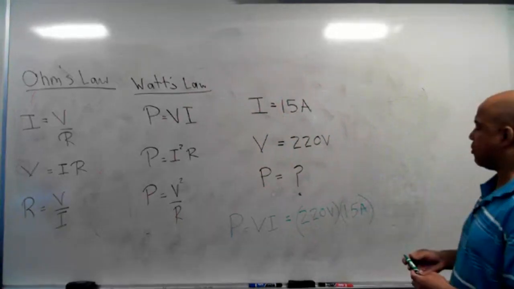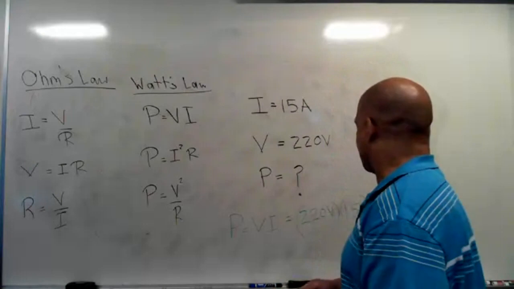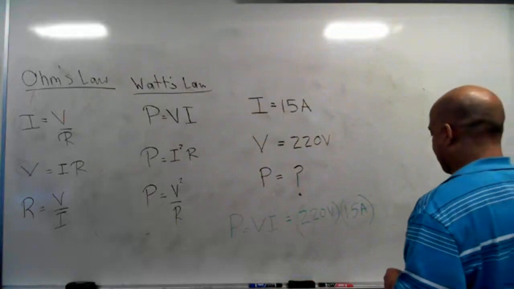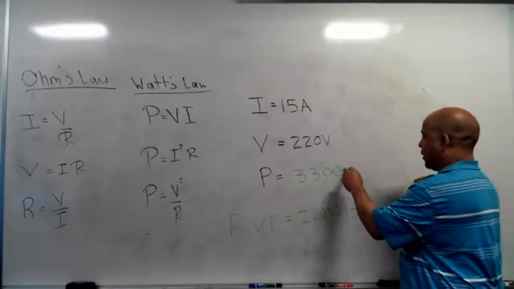You do the math, 220 times 15. I don't know what that is, so you let me know. What is 220 times 15? 3,300. 3,300? Yes. My units would be 3,300 joules per second or 3,300 watts.